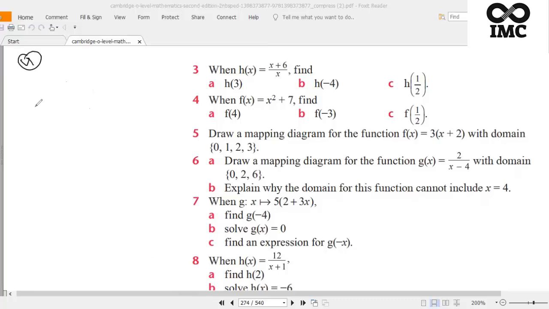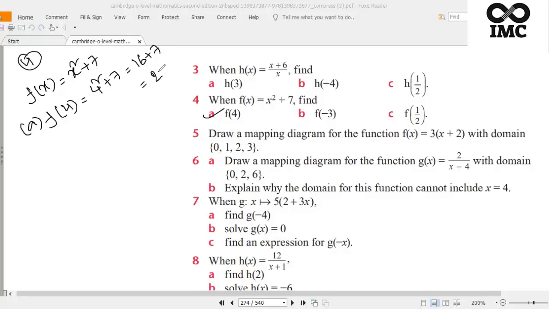Now question number 4. Question number 4 says f of x equal to x square plus 7. So what will be f of 4? So instead of x, we'll put 4. So 4 square plus 7. 4 square represents 16 plus 7. 16 plus 7 will be 23. Simple.